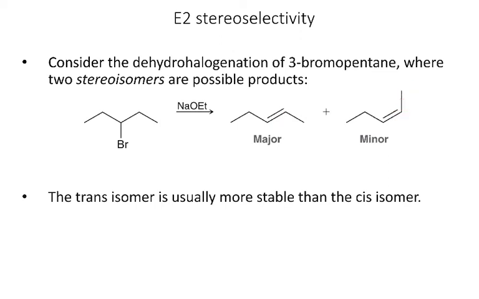And when we talked about the stability of alkenes, one of the things we talked about was that the trans isomer is generally more stable than the cis isomer. So in this case, we'd expect the trans alkene to be the major product and the cis alkene to be the minor product.